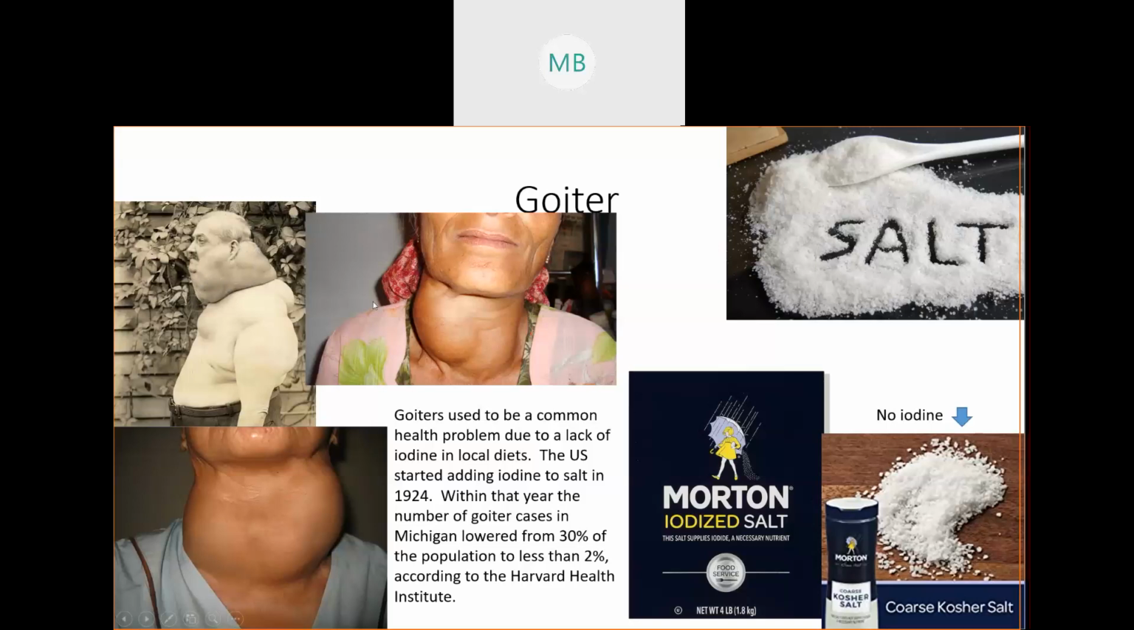A few modern examples would be this lady here has a goiter on her right side, and this gentleman has one on his left side from his thyroid. This was deemed a public health problem 100 years ago, 150 years ago. The cause was that people did not have iodine in their diets. Iodine is just a mineral, meaning it's a mineral that can be found in the ground and dirt.